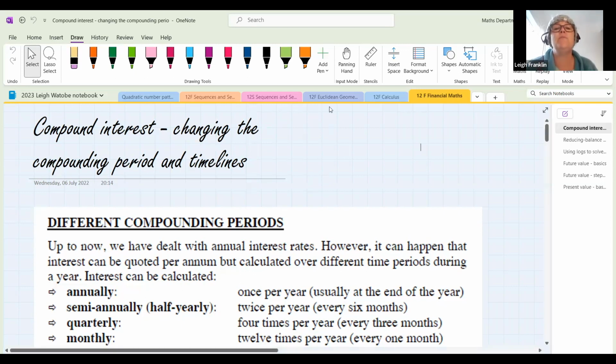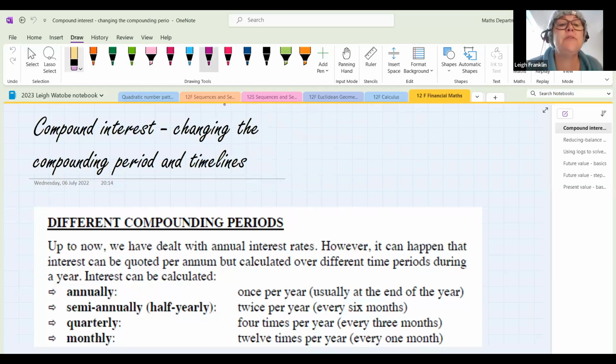So the first thing that we need to be aware of are different compounding periods when using the compound interest formula. I'm talking specifically about compound interest here. And we know our compound interest formula: A equals P(1 plus i) to the power of n.